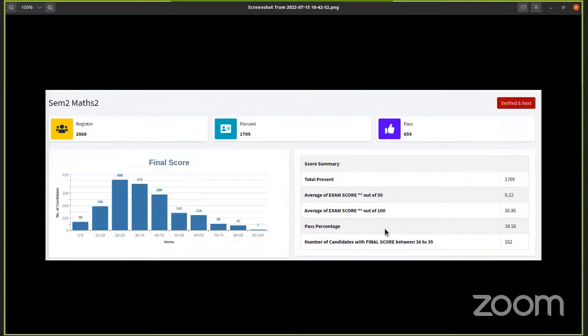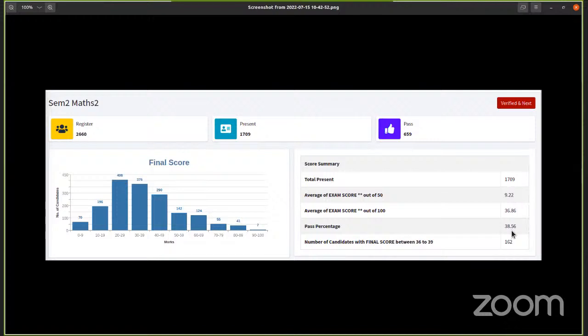Yeah, so this is your quiz 2 data. I think the number of attendees of the exam is very less, because more than 1,000 have not attended quiz 2. Probably they have already got their marks in quiz 1. That's why they have not attended quiz 2. And the marks are really low, that you can see. The average score, out of 100, is 36. And the pass percentage is also really low.